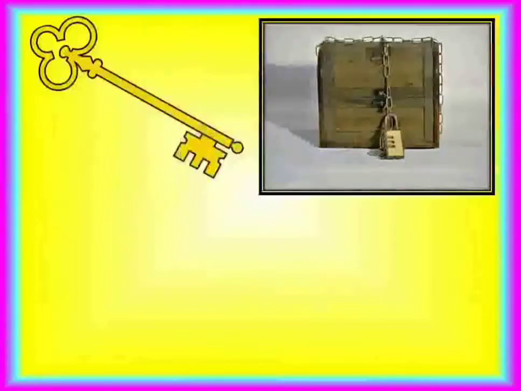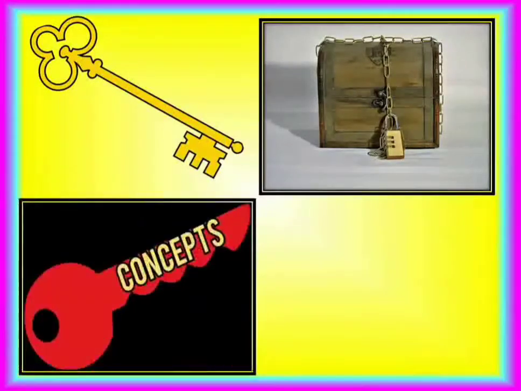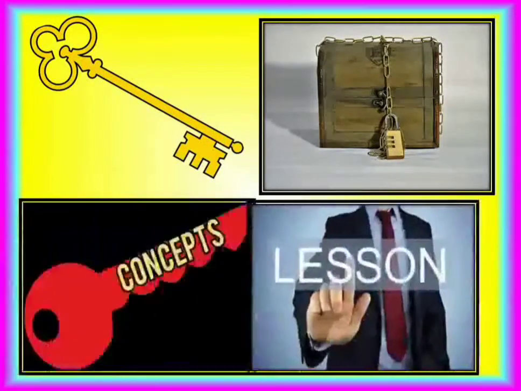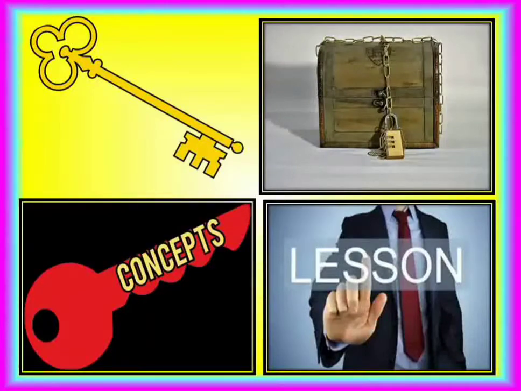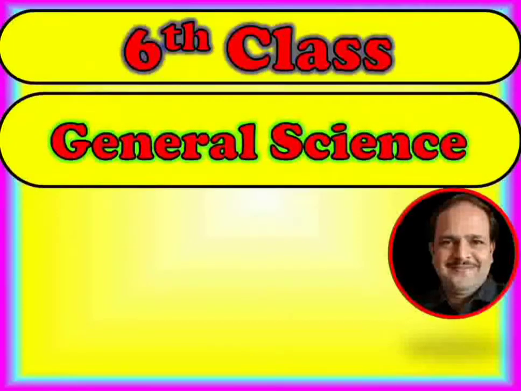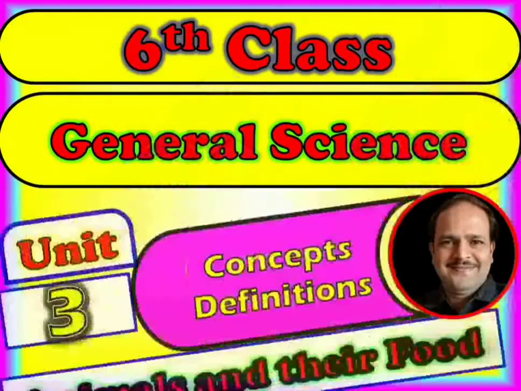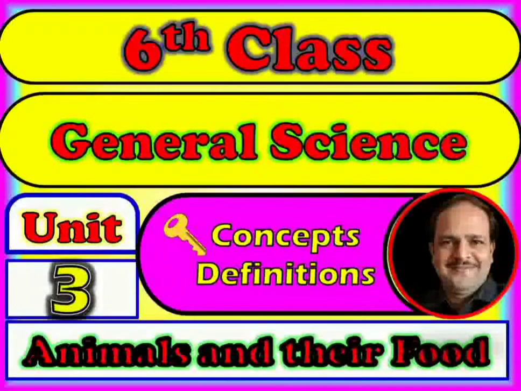Dear students, we need a key to get the treasure from a treasure box. In the same way, we need to understand key concepts of a particular lesson to understand that lesson properly. So in this video, from 6th class General Science, we will discuss key concepts and their definitions from Unit 3 called Animals and Their Food.